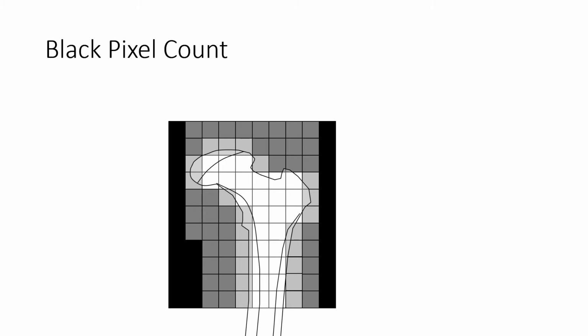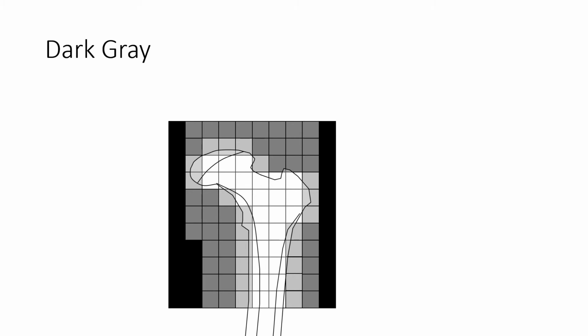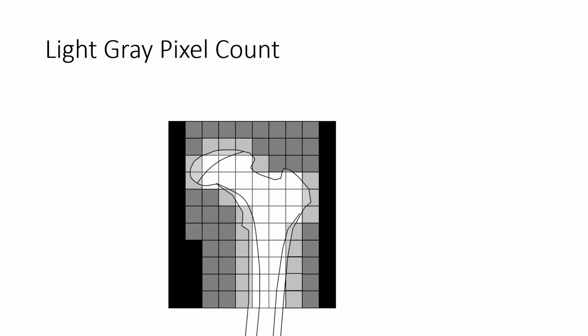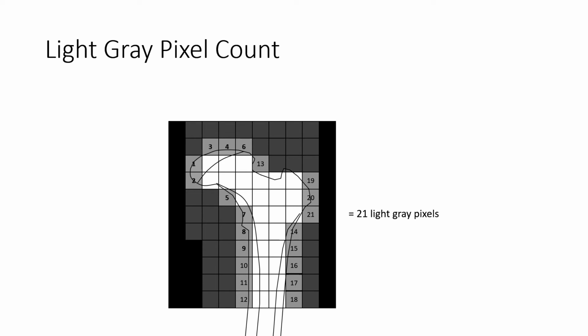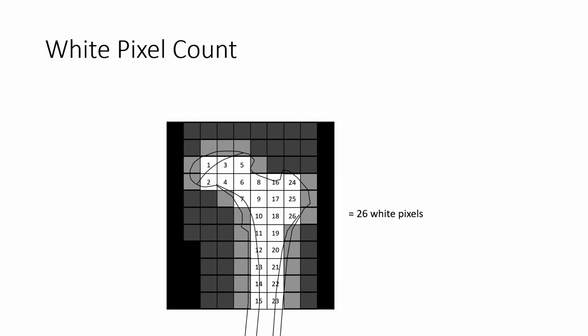Computers are exceptional at counting things. In a couple of nanoseconds, our computer counts the black pixels. There are 26 black pixels. Now the dark gray pixels. There are 37 dark gray pixels. Now the light gray pixels. There are 21. Finally, the white pixels, and the count is 26.